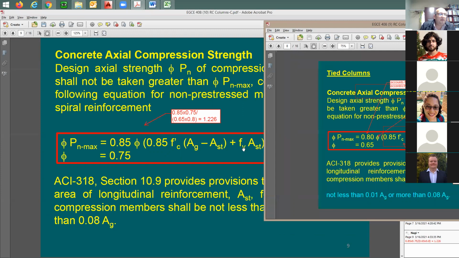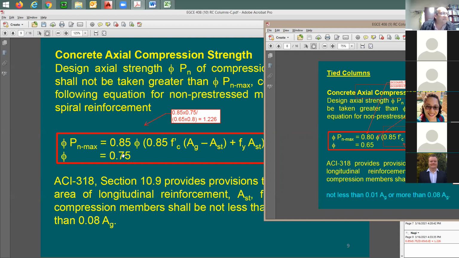And Fy times AC is the same. So the difference is going to be phi and this factor. You see this one? Phi and 0.8 versus phi and 0.85. If I have a column that has the same cross-section area, same steel cross-section area, same steel yield strength, same concrete strength at 28 days, the difference is going to be based on this constant multiplied by the phi factor.